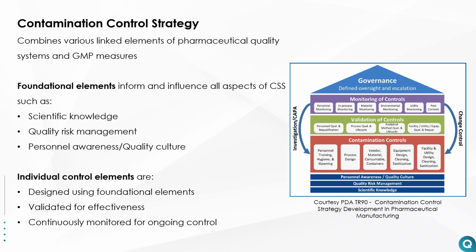Individual control elements within the CCS are designed using these foundational principles. These control elements are: 1. Validated for effectiveness, where every control element undergoes rigorous validation to ensure it is effective in preventing contamination; and 2. Continuously monitoring for ongoing controls. Continuous monitoring is essential to maintain the effectiveness of control measures and to quickly identify any potential issues.